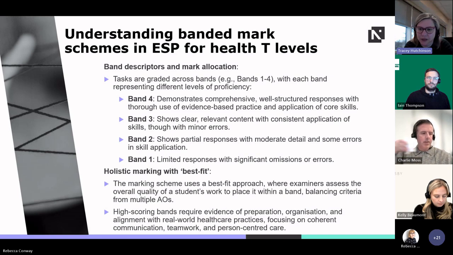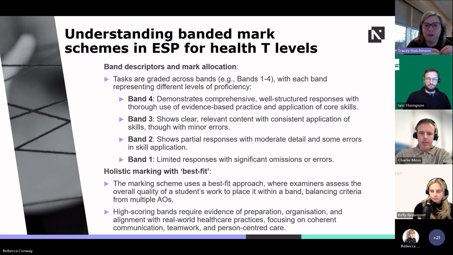So that's a limited response with significant omissions or errors, moving to a partial response with moderate detail, clear relevant content, and comprehensive well-structured responses. That could work both for communication verbally or in written form, depending on what type of task they're doing. And obviously I would probably add to this depending on which ESP task I'm mirroring in my formative assessment. But it's really important to get the students to understand the banding criteria in order to be effective in their formative assessment, so by the time they get to a summative assessment like a mock exam, or an endpoint assessment like the core exam, they know what they needed to work on. They've done that and they feel as ready as they're going to be.